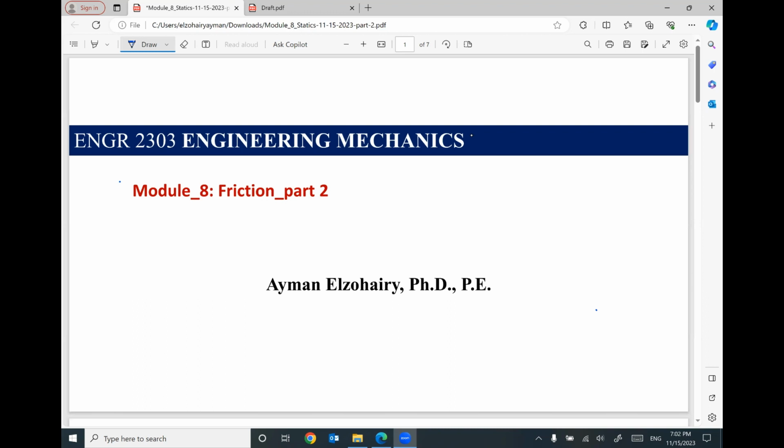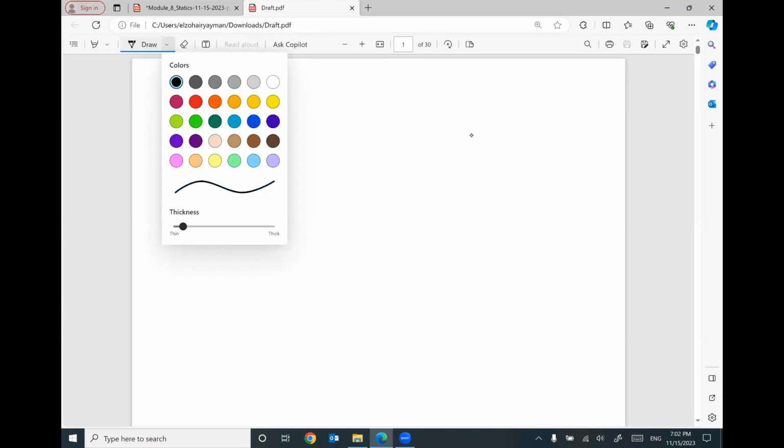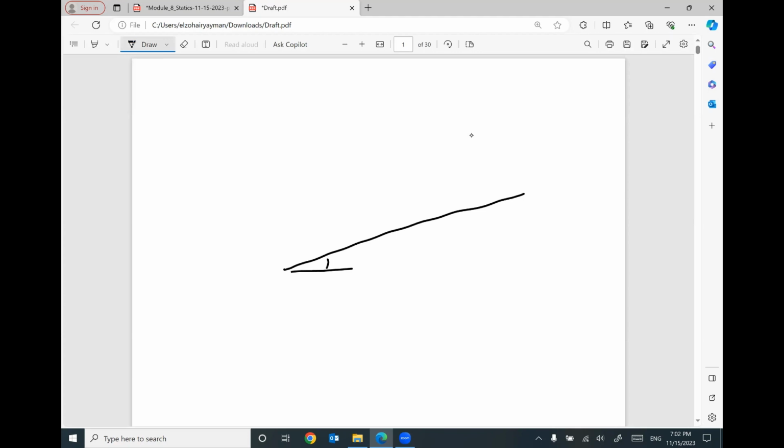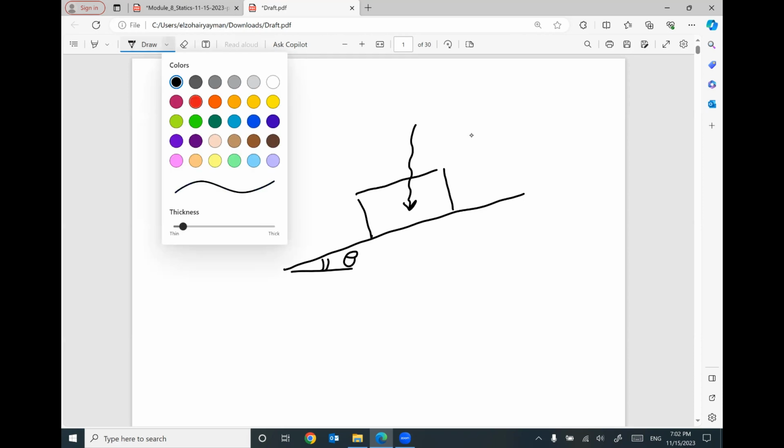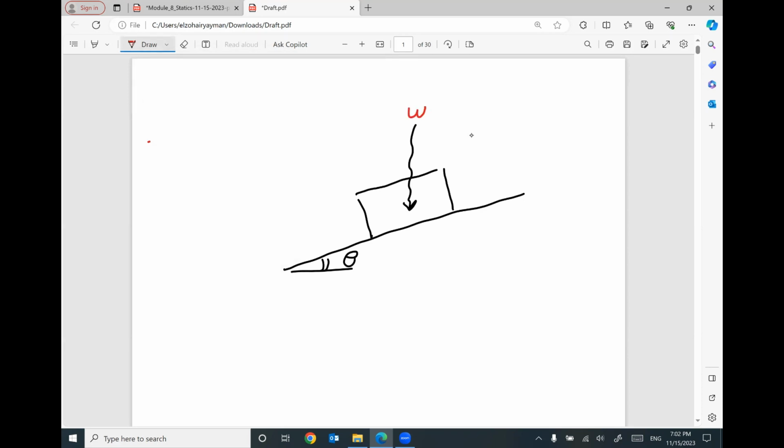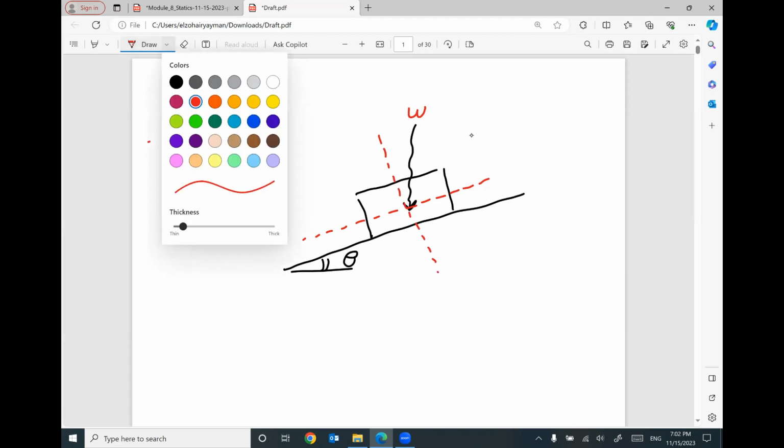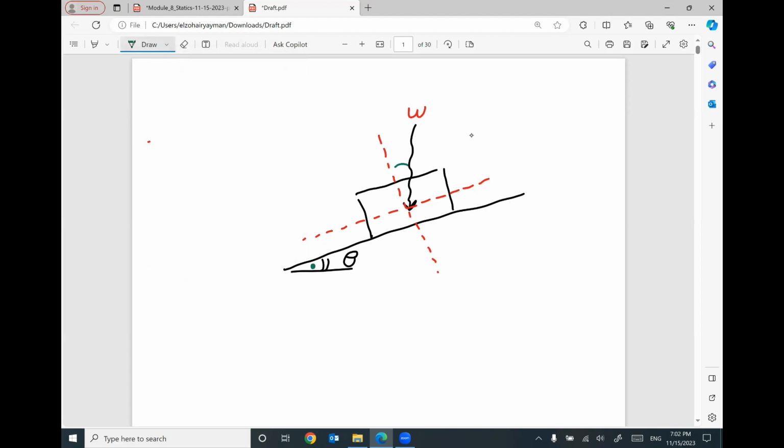Before beginning our meeting, I would like to remind you what we covered so far in this module. If you have a body on an inclined surface, this body will be under the effect of weight, and this weight will be in a vertical direction. Keep in mind, I have to break this weight into two components, one parallel to the inclined surface and one perpendicular to the inclined surface. This will be done using the given angle for the surface, which is angle theta. So this one will be W sine theta, and this one will be W cosine theta.